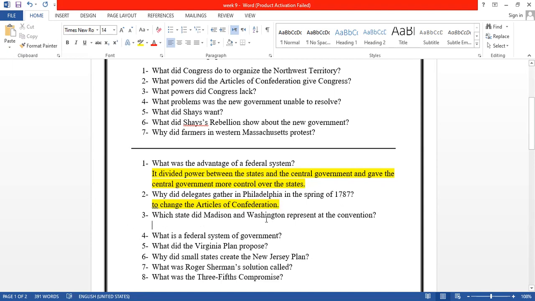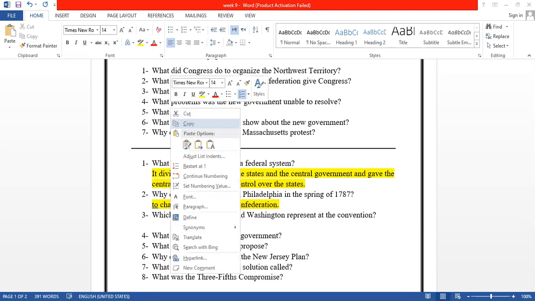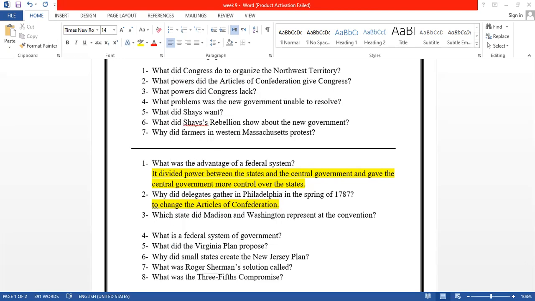Which state did Madison and Washington represent at the convention? Where was the convention done? In which state? Virginia. Yes, it happened in Virginia. Okay, so this change of constitution happened in Virginia. Because of that, it's called Virginia Plan. Yes, the first plan is called the Virginia Plan. Excellent.